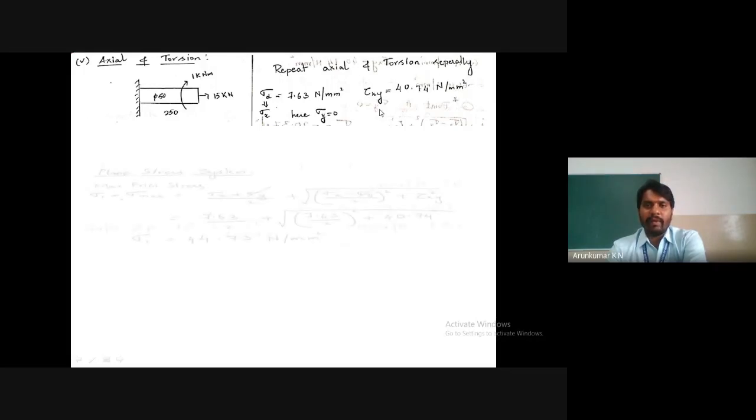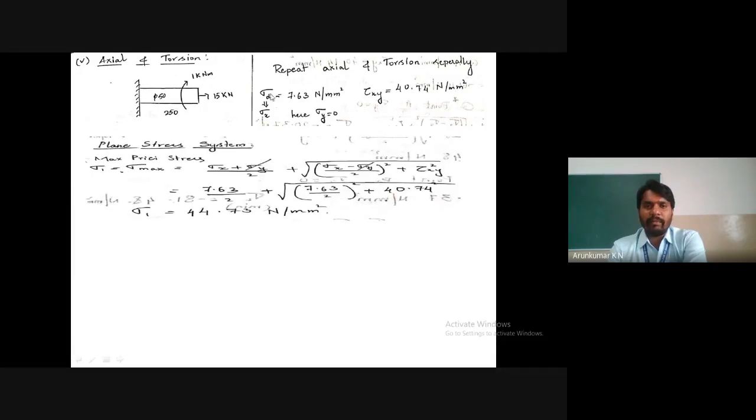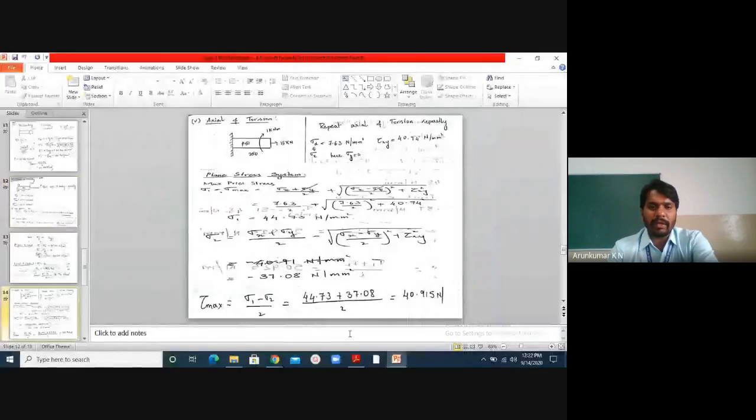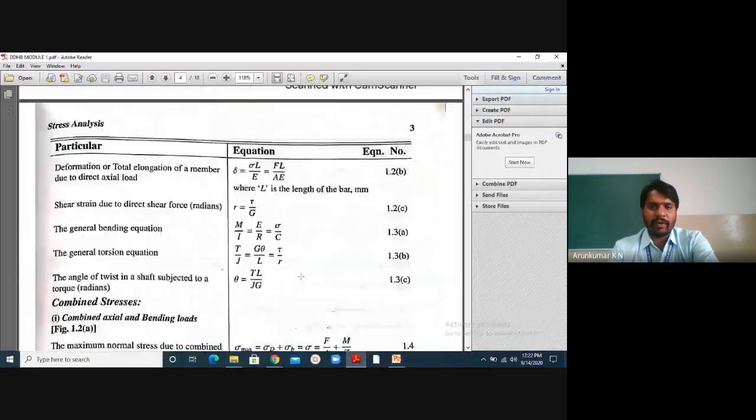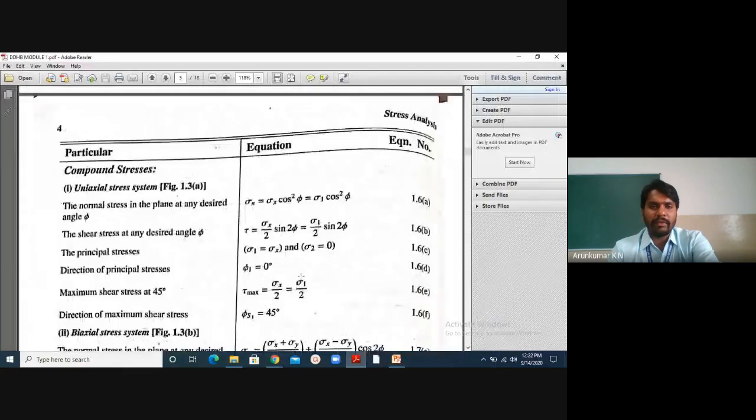Right? Look at this, sigma D means it will be direct stress, sigma x. Here bending stress would have been added if given, but the bending stress is not given. So this direct stress alone will become sigma x. Sigma y is 0, tau of xy is known. Sigma x is present, tau of xy is present. Go to the plane stress system. In the plane stress system, you know, right? So where is that equation? You need to go with this.